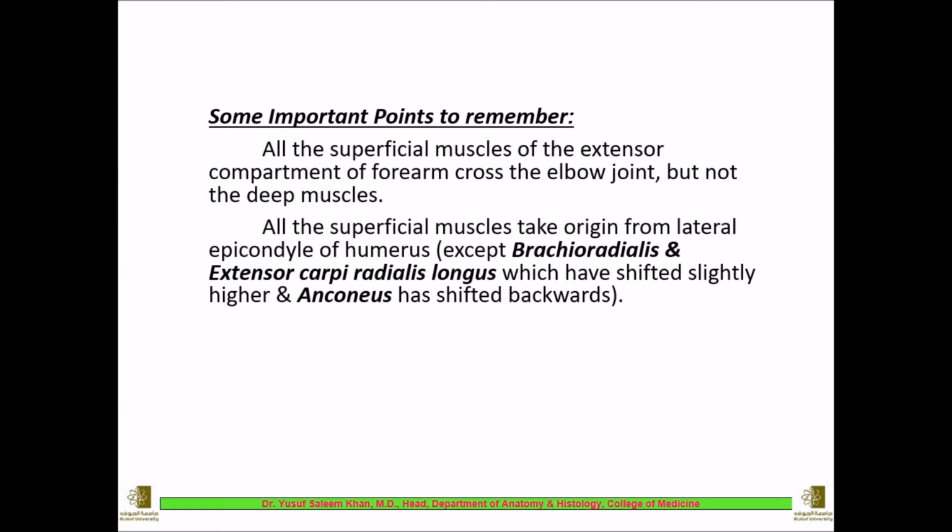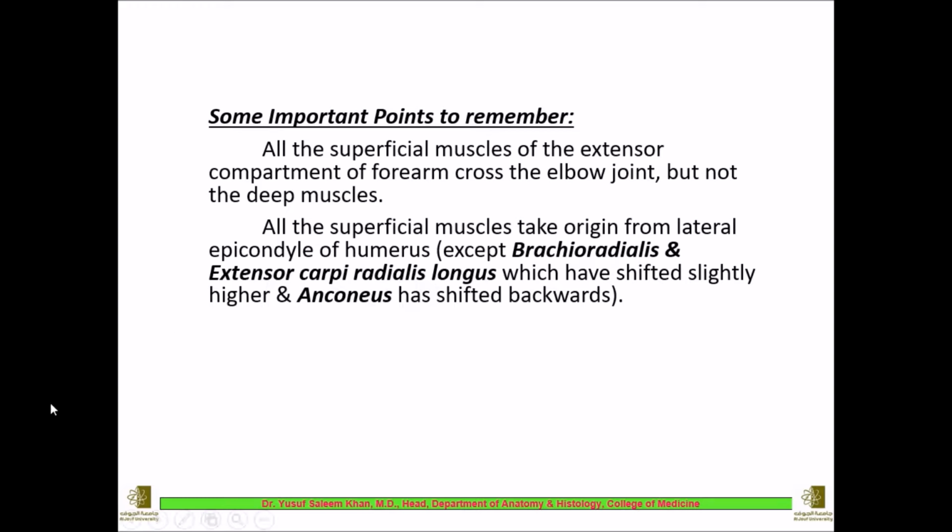Similarly, here also there is a common origin for all the superficial extensor muscles of the forearm. That point is called the lateral epicondyle of the humerus. So the superficial muscles of the flexor compartment take origin from the medial epicondyle, and the superficial extensor muscles take origin from the lateral epicondyle of the humerus. Okay, except there are exceptions. One is the brachioradialis as well as the extensor carpi radialis longus, which, instead of taking origin from the lateral epicondyle of the humerus, are slightly shifted upwards.